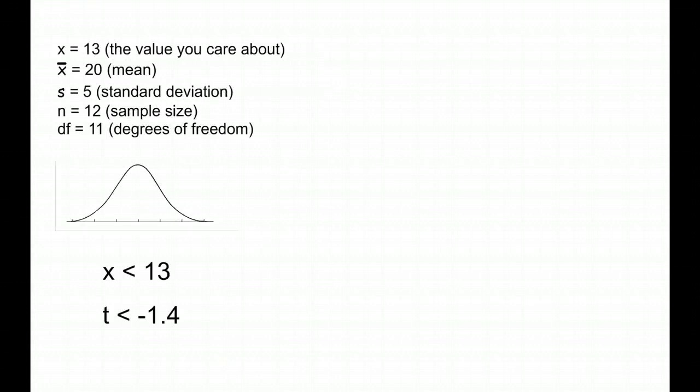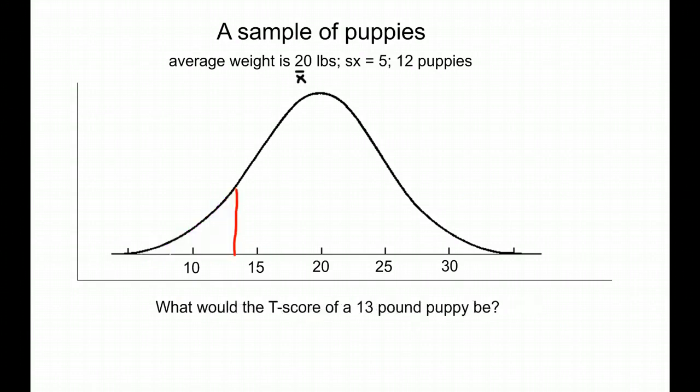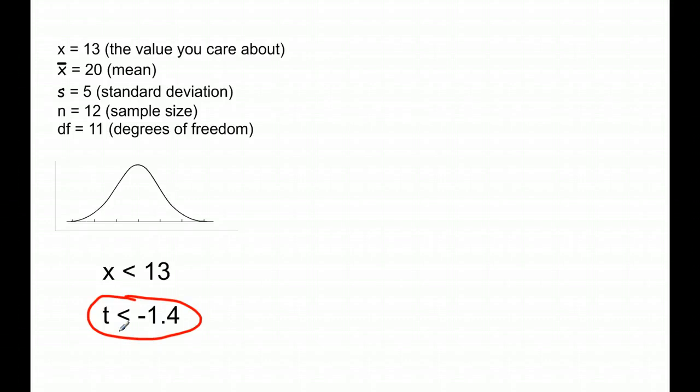So now, we have 11 degrees of freedom. We still know all these other values are the same, and we want to find the area under the curve where t is less than that negative 1.4, because before we already converted 13 pounds into a t-score, and we got negative 1.4. So we're going to go ahead and use that negative 1.4. I'll sketch it in one more time. And we want to find the area under that part of the curve.